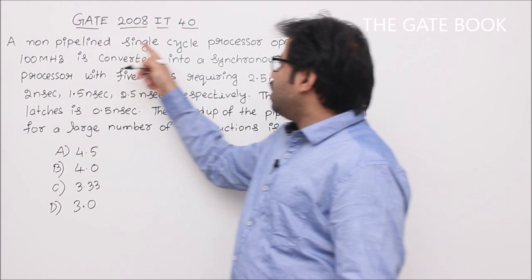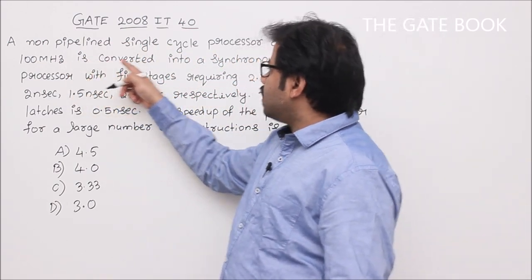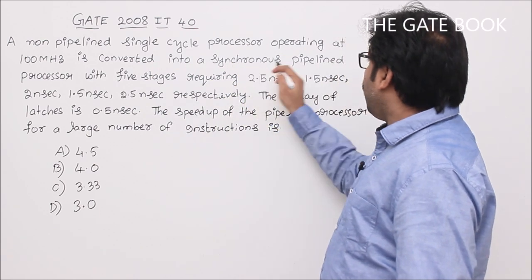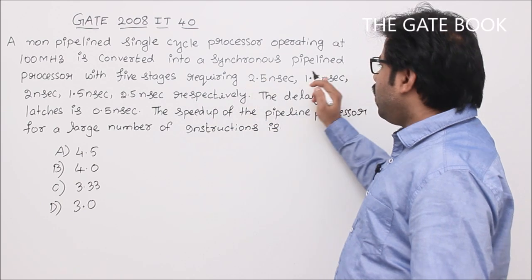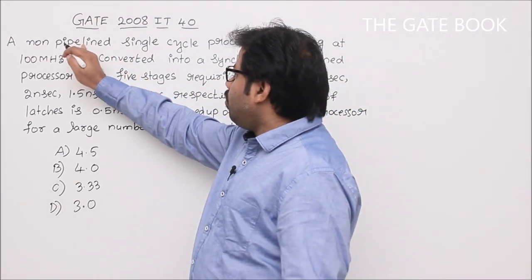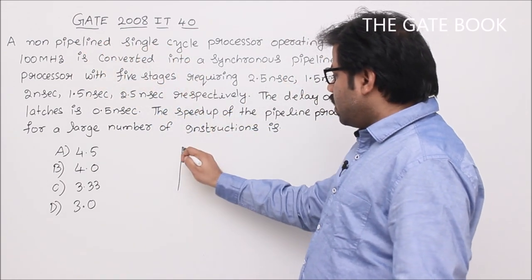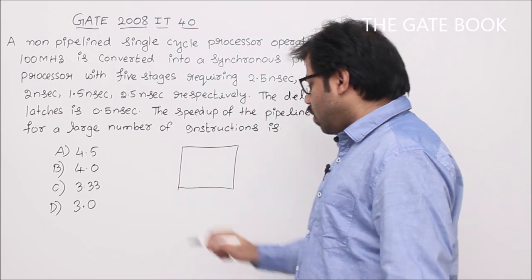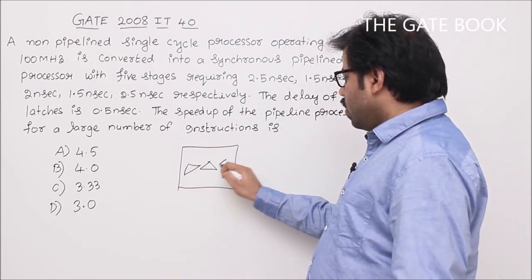A non-pipelined single cycle processor operating at 100 megahertz is converted into a synchronous pipelined processor with 5 stages requiring some timings. Let us focus on this first line: a non-pipelined single cycle processor. You can imagine it like this: there is a circuitry.